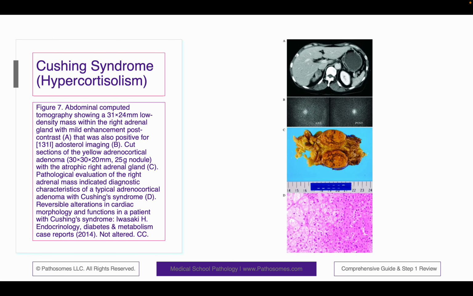And here we have various images of radiology, gross images, and microscopic images from a mass that was obtained from the right adrenal gland. It's positive for aldosterone imaging, and in certain panels we can see the cut sections, and the path showed adrenal cortical adenoma with Cushing syndrome.